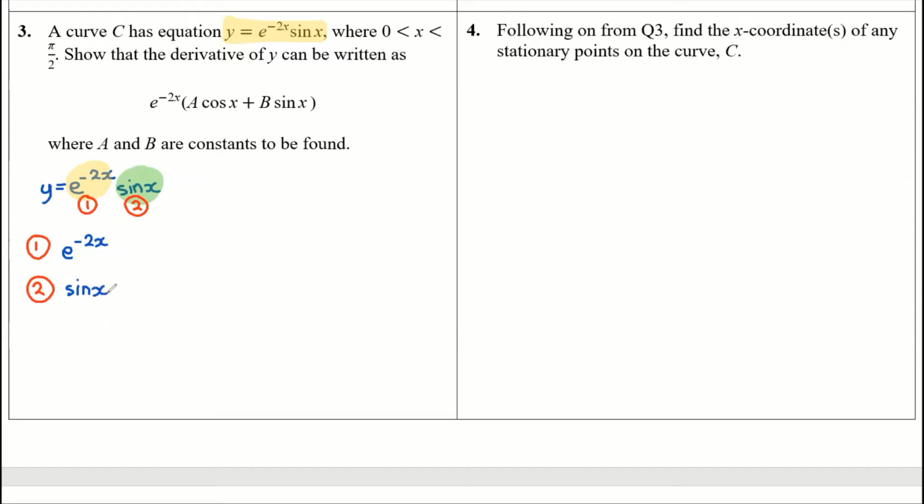All right, and then we're going to differentiate both of these. So we're going to have d1 and we're going to have d2, representing derivatives. Now, using the standard result, e to the kx, that's k e to the kx. So this is going to be negative 2 e to the negative 2x. Okay, and a standard result there, the derivative of sine is, of course, cosine. Now then, we've got to apply the product rule now.